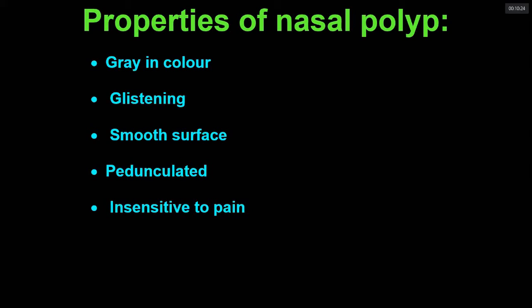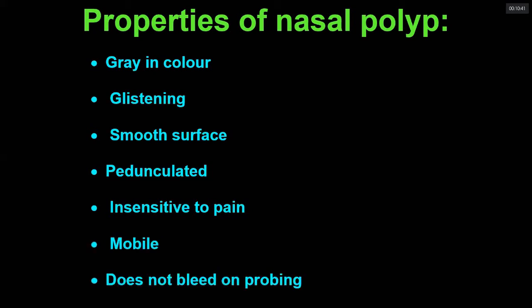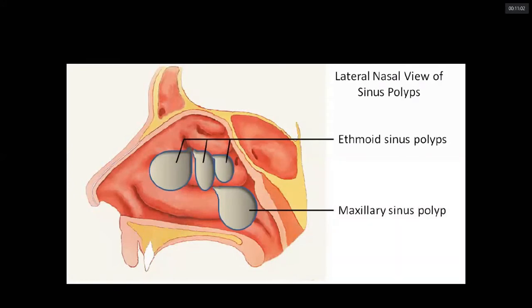Polyps are insensitive to pain, whereas an inferior turbinate, which may be confused with a nasal polyp, is sensitive to pain. Similarly, it is mobile. Nasal polyps do not bleed on probing, but if it is a malignant condition or an angiofibroma, it bleeds. In angiofibroma you must never do any probing. What I mean to say is that there are other conditions that bleed when you probe them, but not polyps.